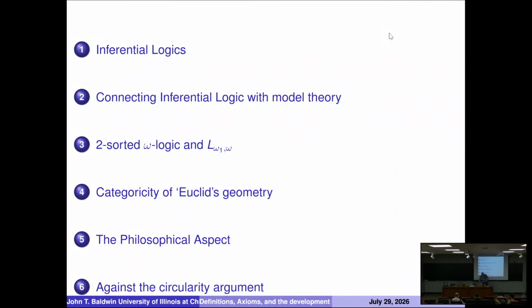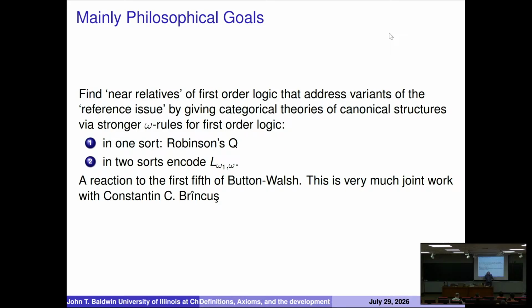So most of this will be about the use of inferential logics. What we're trying to do is think about categoricity, largely in response to Button and Walsh, but also just in general. And what we are going to prove is we're going to find an extension of omega of first order logic plus a rule. And we do that in both a one-sorted situation and a two-sorted situation. In the one-sorted, you get things like Robinson's Q is categorical. The only model is the standard model that we think of. And in the two-sorted version, you can encode L omega 1 omega, and so we'll get a categoricity of something that arguably is what Euclid really was thinking about. Not convincingly, but arguably. Okay.